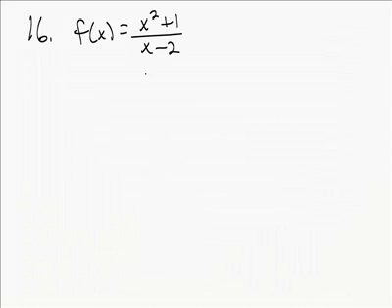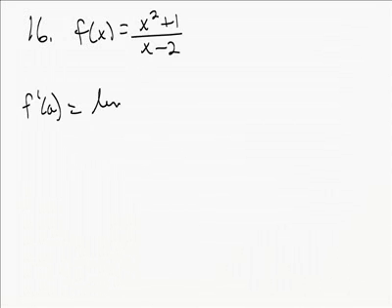Let's try one or two more problems here in, what section are we in? 2.7. One or two more in 2.7. Let's try number 16, where we have f of x equal to x squared plus 1 divided by x minus 2. We want to find f prime of a for any a. So if you think of it really, it's going to give us a function for our derivative at any point a.